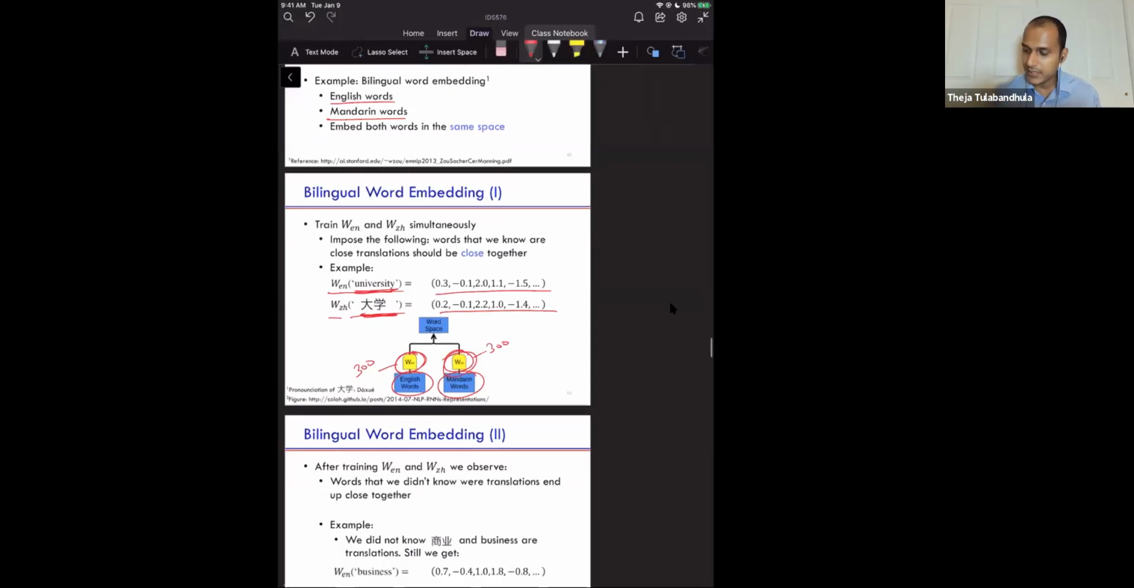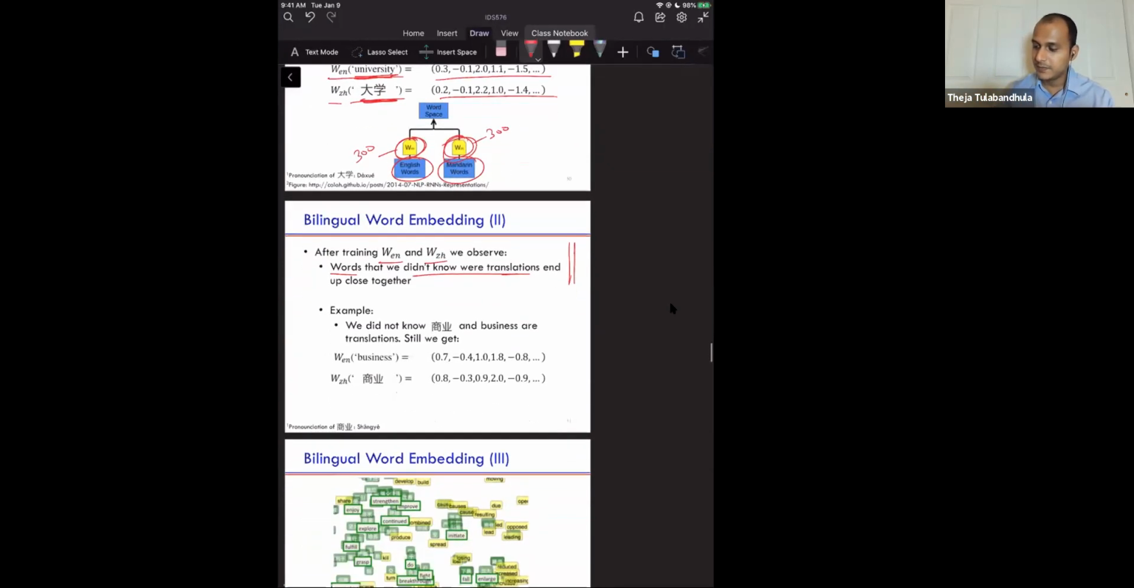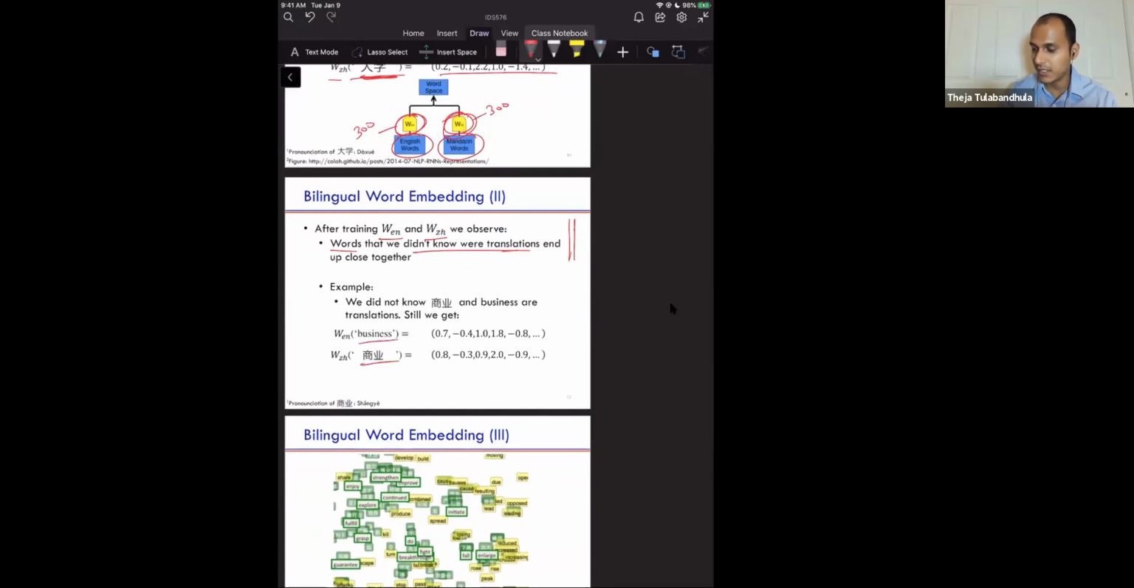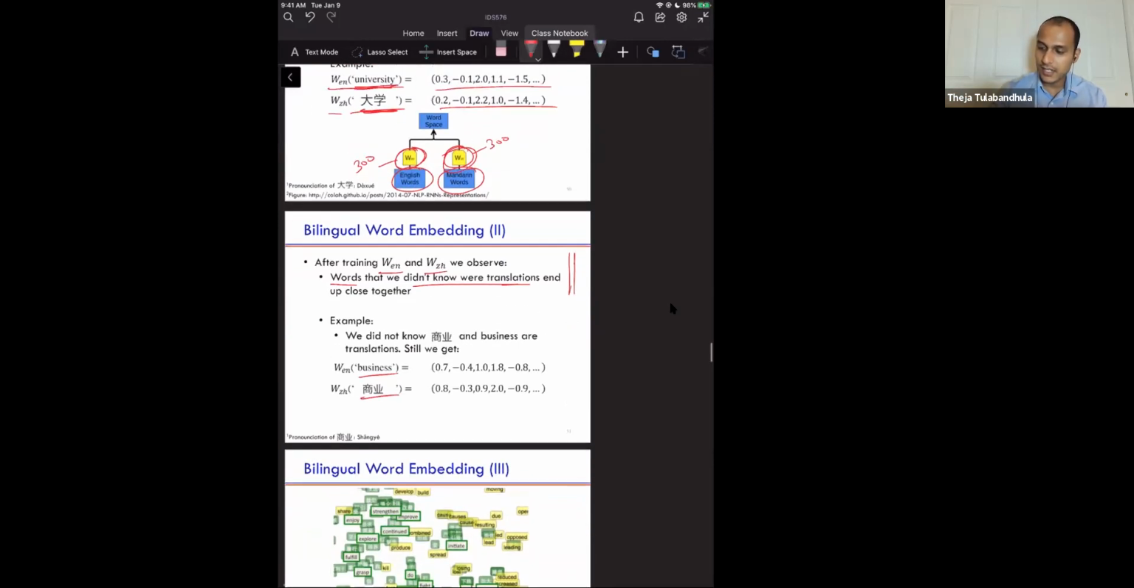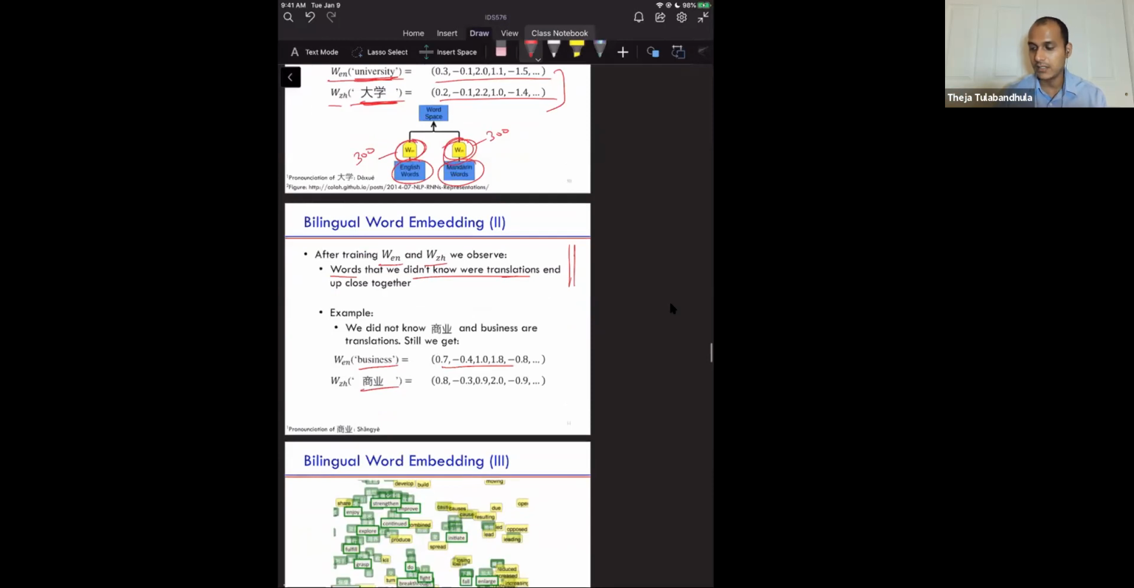For example, let's say you train W_EN and W_ZH, which are just English and Chinese word representations. Then words that we did not know were translations can end up close to each other, and then you'll know the translation. So this is one way to do machine translation, but a quite naive and probably bad way. Here's an example: business and this word, let's say we did not impose a priori that they were semantically similar. But if we train with the constraint that the known words should have similar vectors, then we can get similar vectors for words which we did not know before.